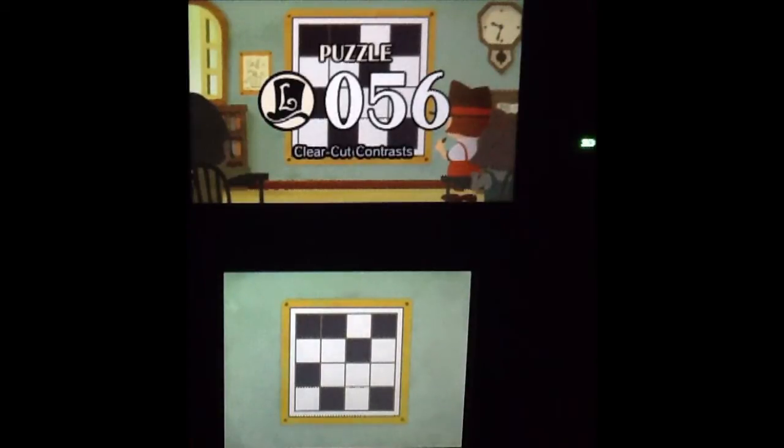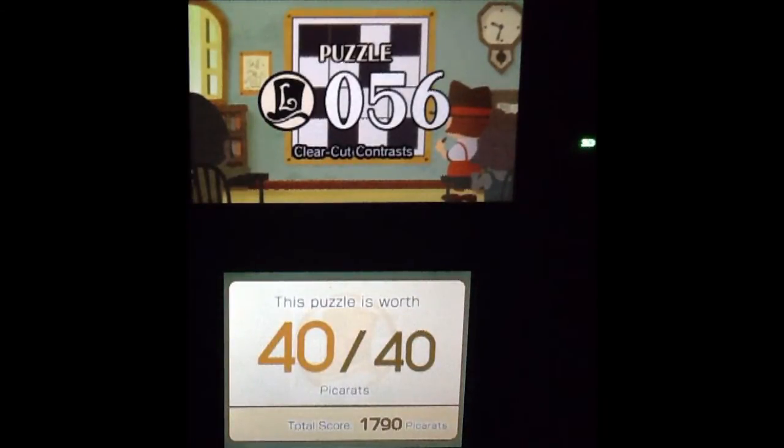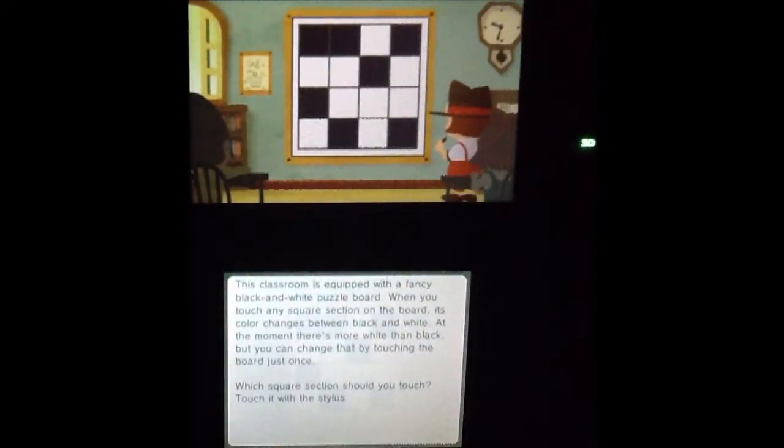Puzzle number 56, Clear-Cut Contrasts. What you want to do is tap one square in order to have more black area than white area. Right? Right! That's the goal of this puzzle.